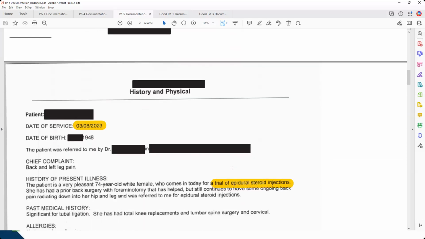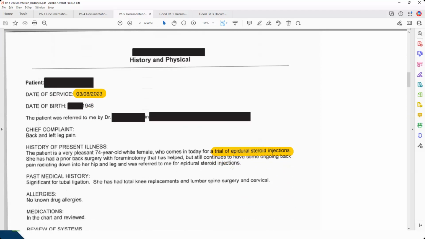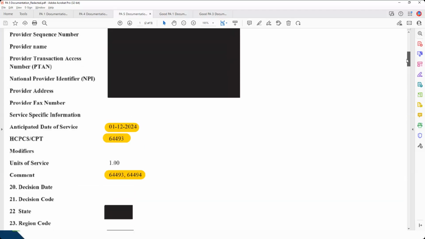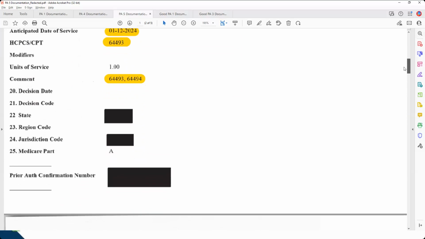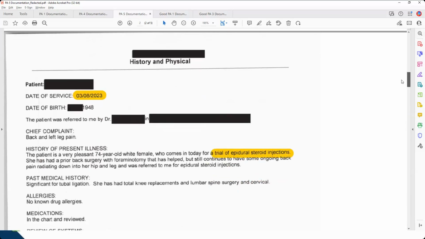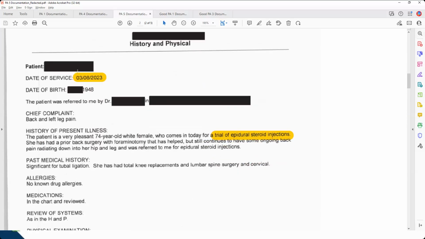As we scroll down to the history, 3/8 of 23. So again, this is the next year the request is being made for. And then we're going to give us some history from service dates back starting in March, so we get a better idea of this patient and what's going on. So the patient in March presented for a trial of epidural steroid injections.